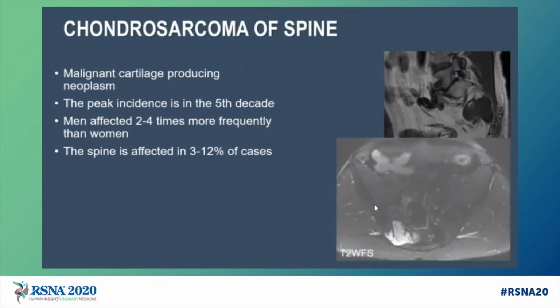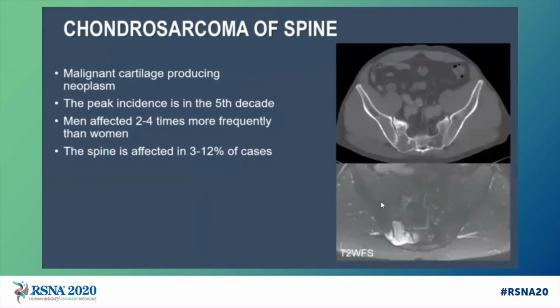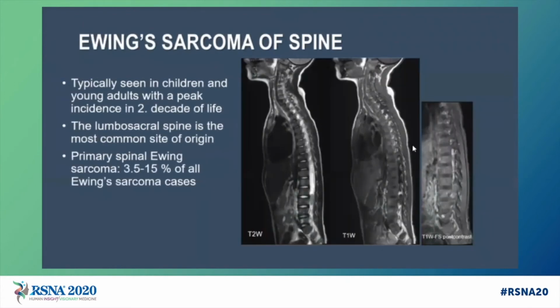Chondrosarcomas: there is a peak incidence in the 5th decade, men affected 2 to 4 times more frequently than women, and spine is affected in 3 to 12% of the cases. Similar to elsewhere in the body, typical appearance is hypointense T1 with lobulated contours and markedly hyperintense tumor on T2 weighted and STIR images. And on the CT, you can see punctate areas of chondroid matrix. So this is a patient with a chondrosarcoma.